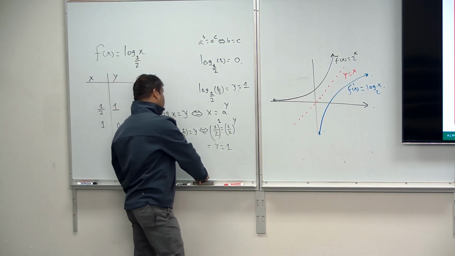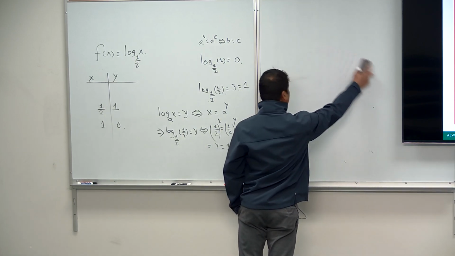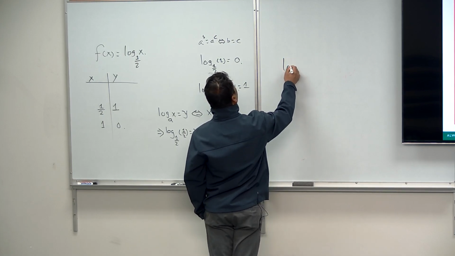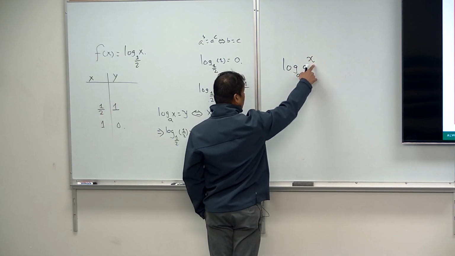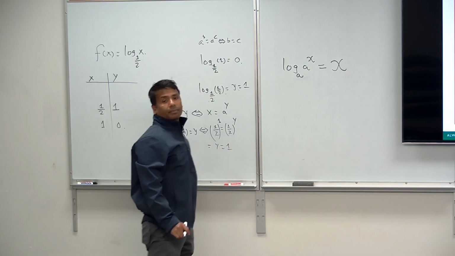Or I will write down the one property here. We will talk about that later. But look here. If you have a logarithm with base a of a to the power x, this is always equal to what? x.